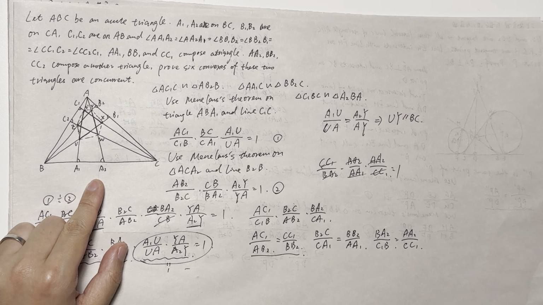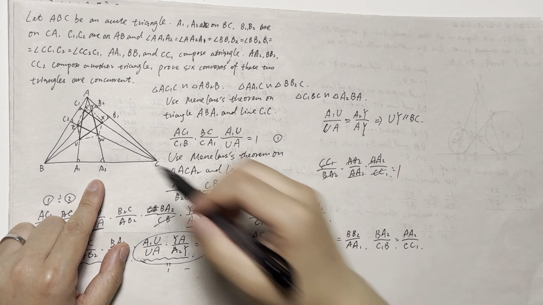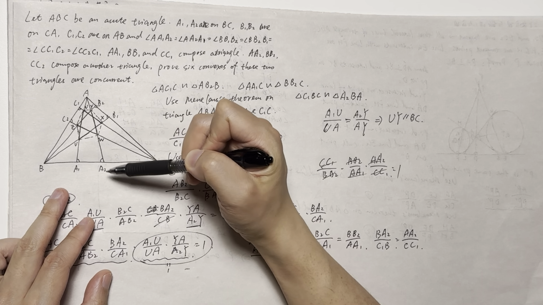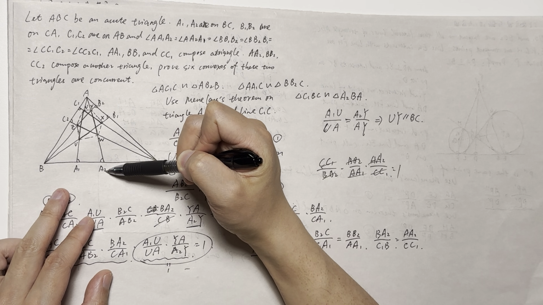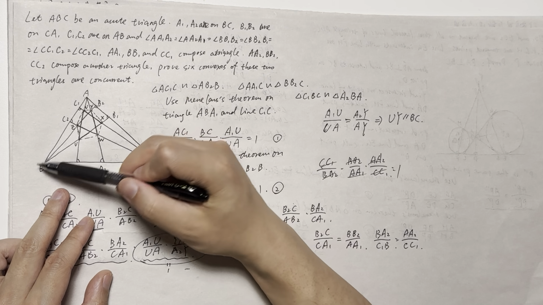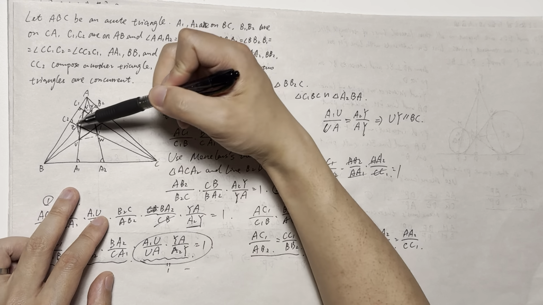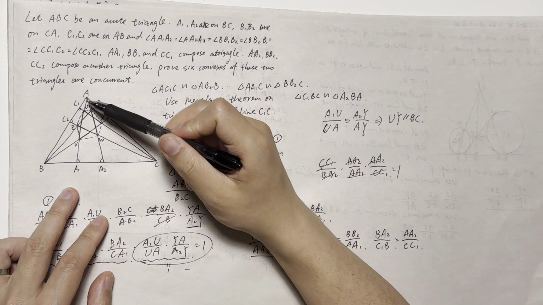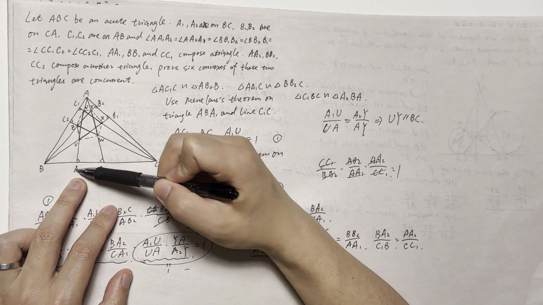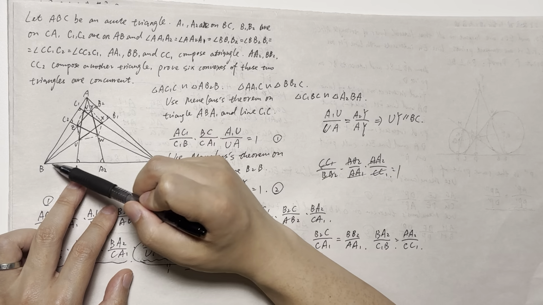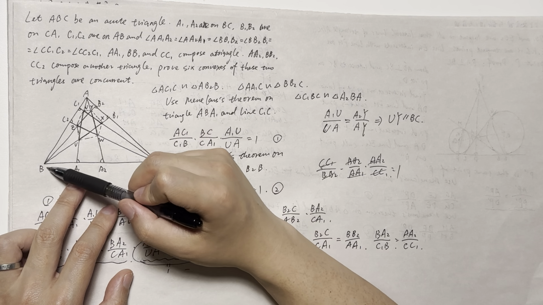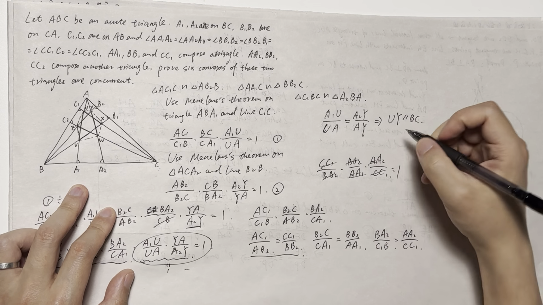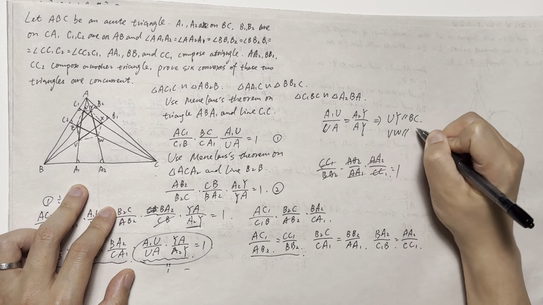So we can also use Menelaus theorem on triangle A2 and the line C to C. Also use Menelaus theorem on the triangle AA1C and the line B1B. Then we can get that VW is parallel with BC, right? Got VW parallel with BC.